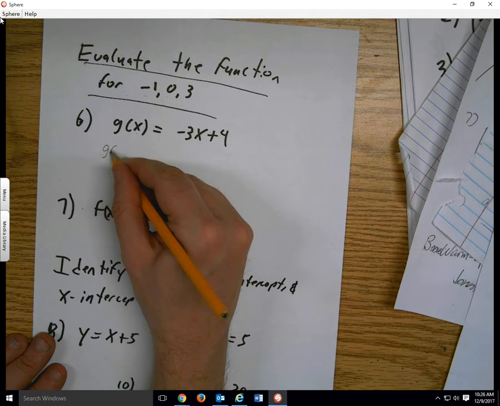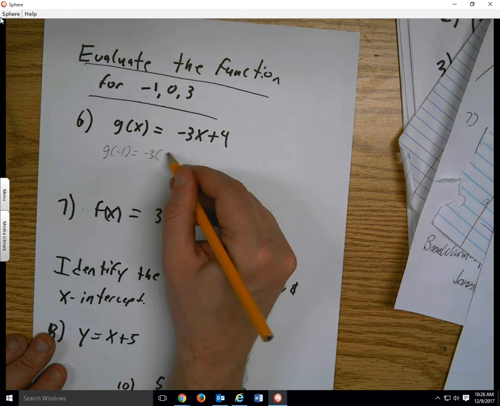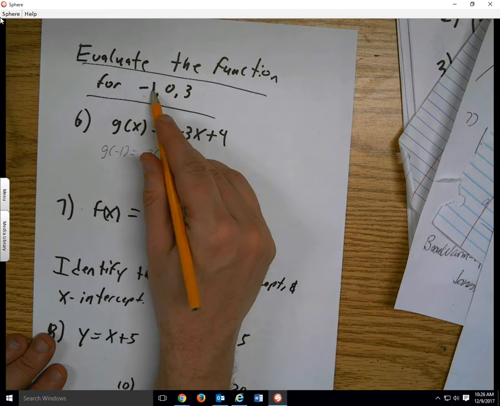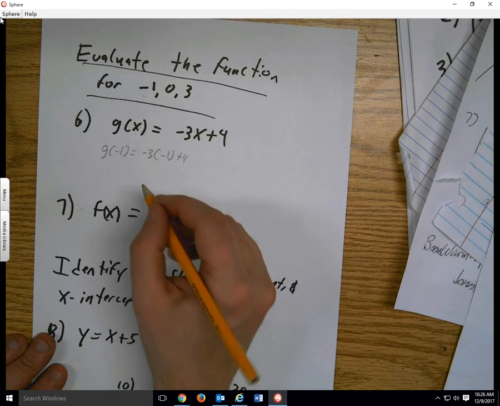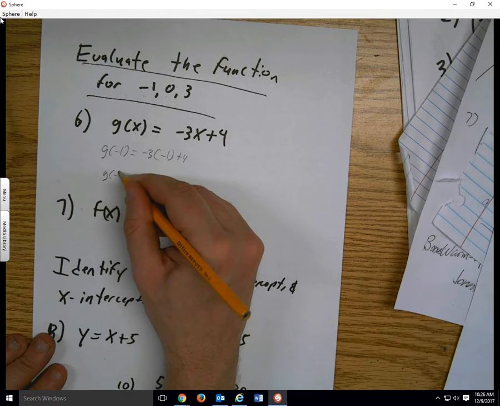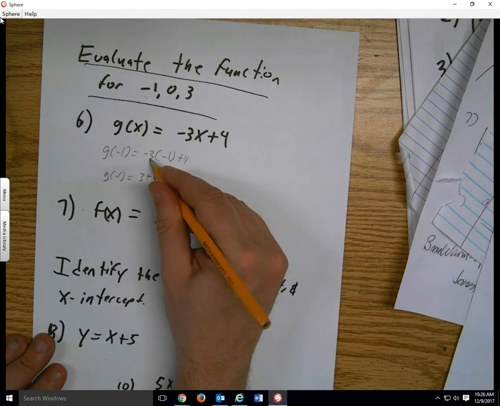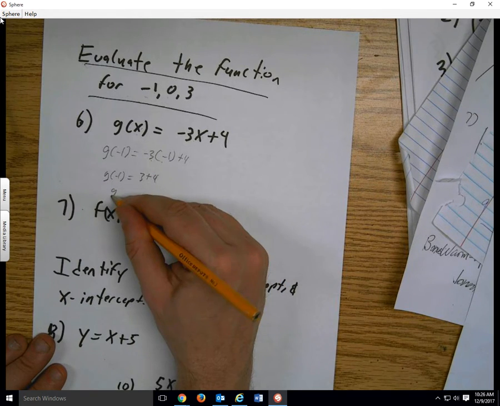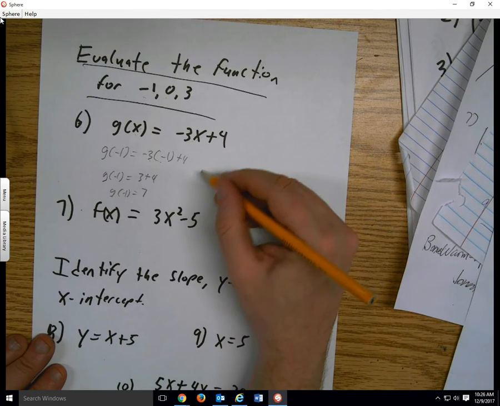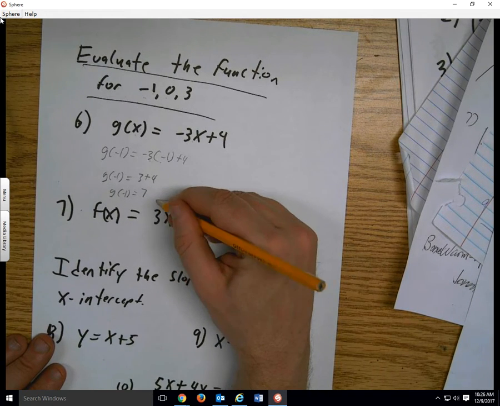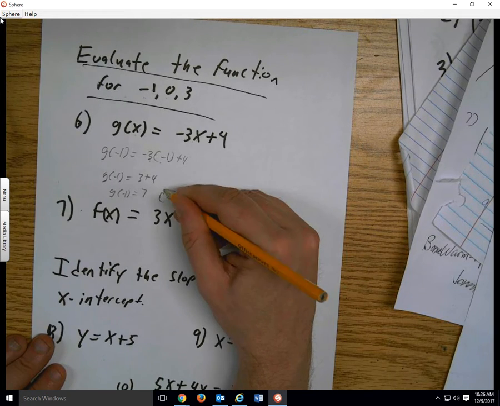So g of negative 1 equals negative 3 times x, where x would be negative 1. We're putting this negative 1 in place of the x, plus 4. So g of negative 1 equals 3 plus 4, because a negative times a negative is a positive. If you input a negative 1, your output would be a 7. You can leave it like this, but it's cleaner to write (negative 1, 7), where negative 1 is your input and 7 is your output, and put them in parentheses.